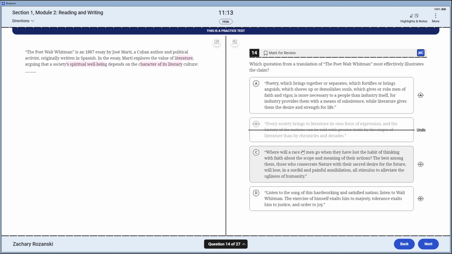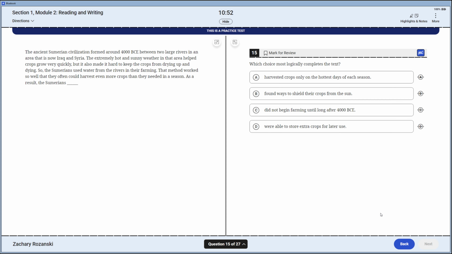Where will a race of men go when they have lost the habit of thinking? This loses the focus of literature. Listening to the song, this talks about literature. Listen to what exercise. No, if anything, this is too narrow. Too narrow of a focus. I love this A. Moving on.